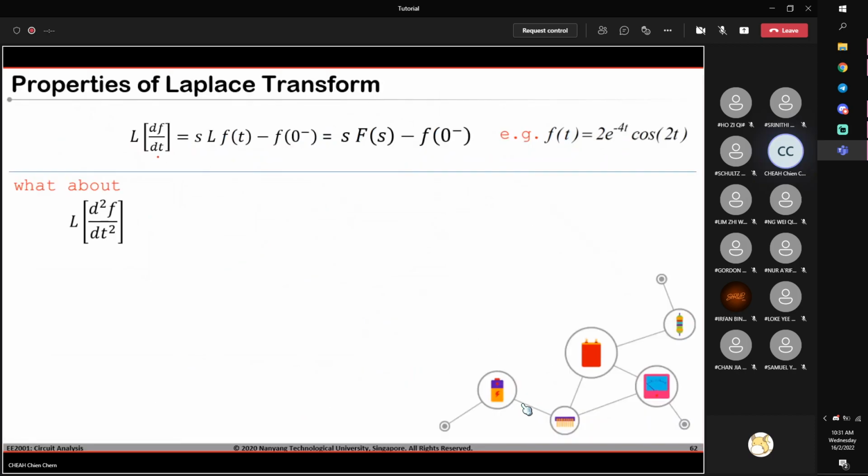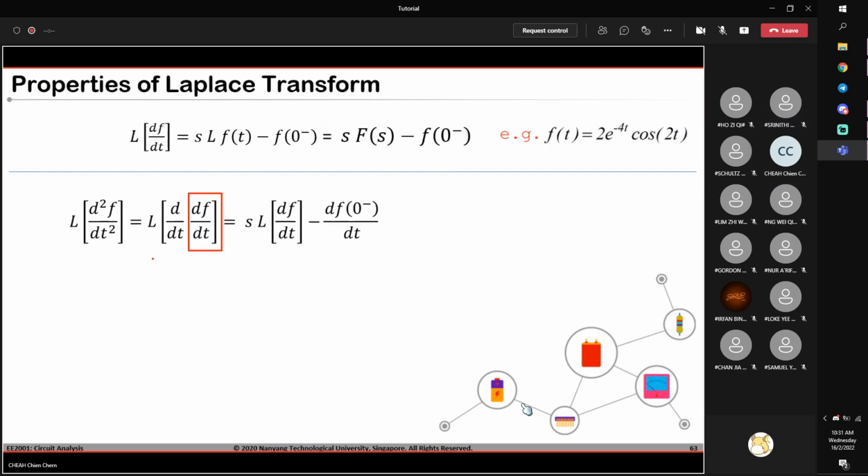Okay, we have seen how to take the Laplace transformation of the differentiation of a signal once. Now, how about d squared f over dt squared, right? Remember, we have second order circuits as well. So you need to know how to take the Laplace transformation of a higher order term. Now, this is how it works. You can see that d squared f over dt squared is just differentiating df/dt one more time.